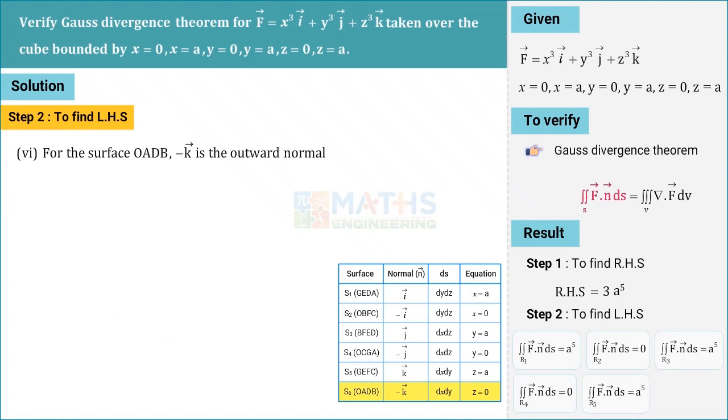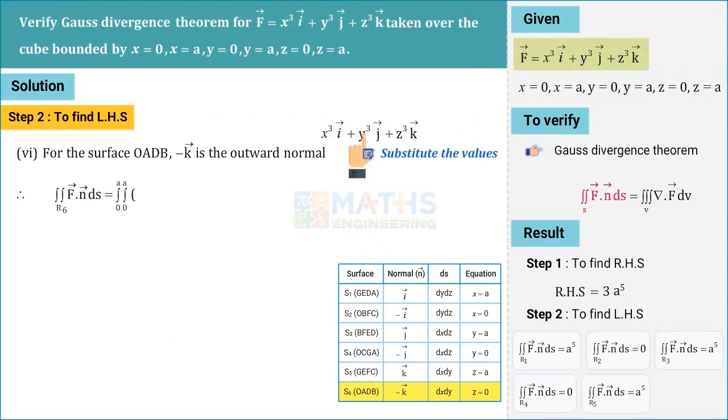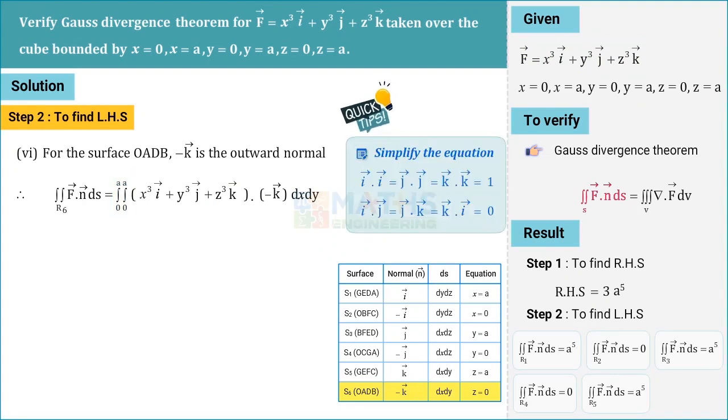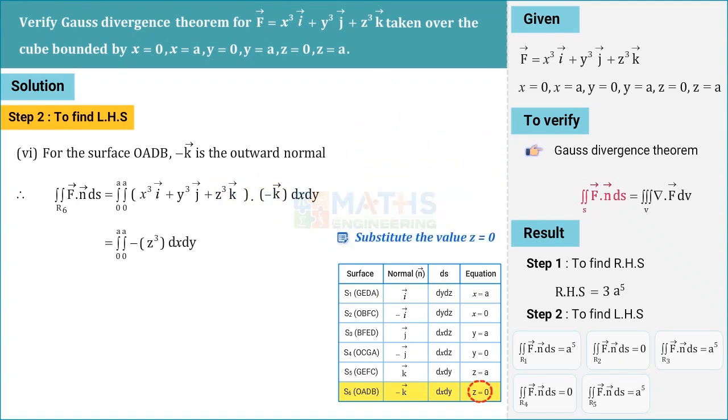Now let's start from the sixth surface. The normal to this surface is minus k vector. Start from the definition. Substitute F vector value, n vector value, dS value. Here the limit of x varies from 0 to a and y varies from 0 to a. Now we apply dot product. We multiply the kth components together. The remaining terms become 0. What do we get? Minus z cube. What is the value of z in this surface? z is equal to 0. When we substitute, the full integral value becomes 0. So the sixth integral value is 0.